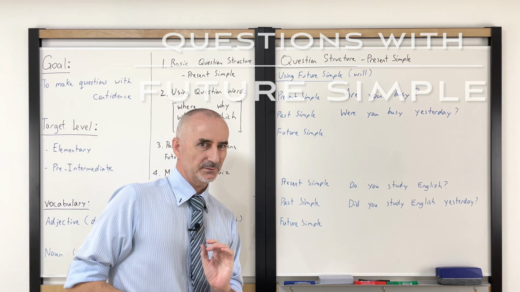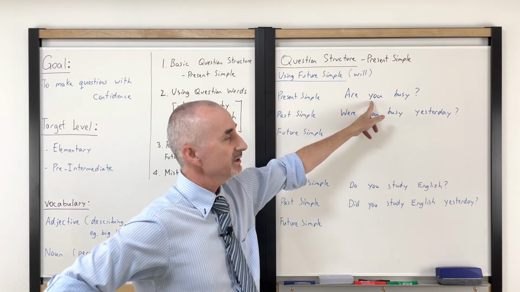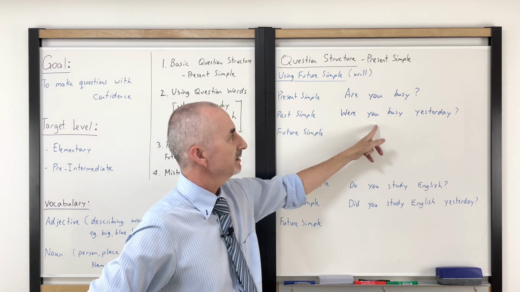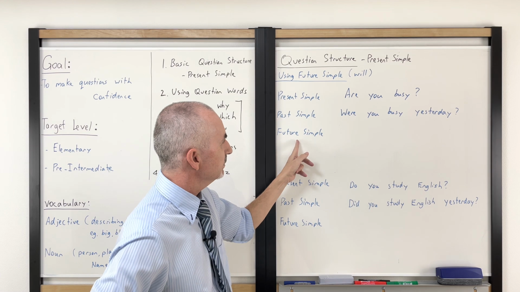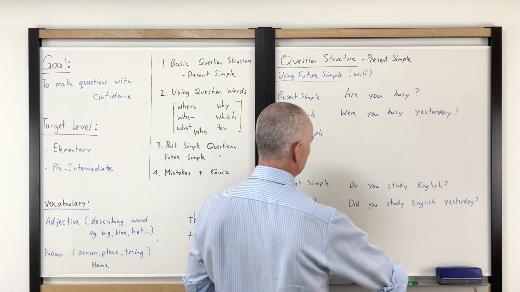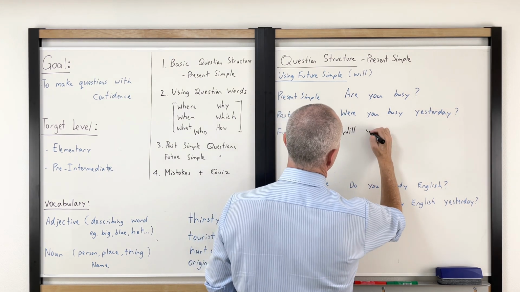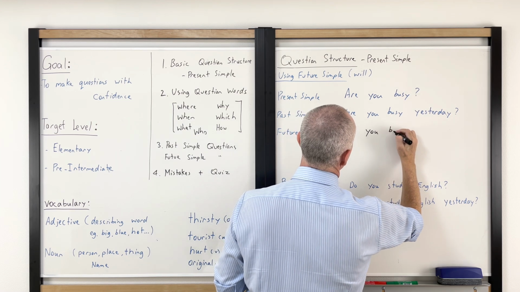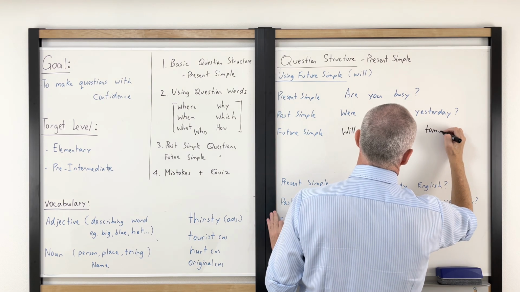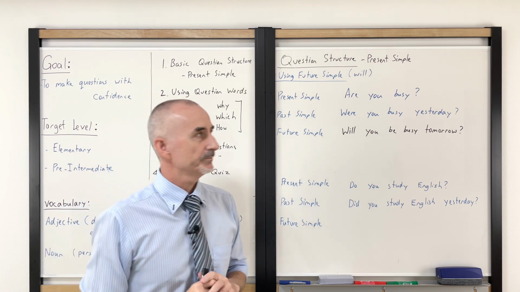Now let's have a look at questions with future simple. Future simple is a little different. Okay, so starting with be verb, are you busy? Present simple, are you busy? Past simple, were you busy yesterday? To make the future simple, we have to use will. And so we get, will you be busy tomorrow? Will you be busy tomorrow?